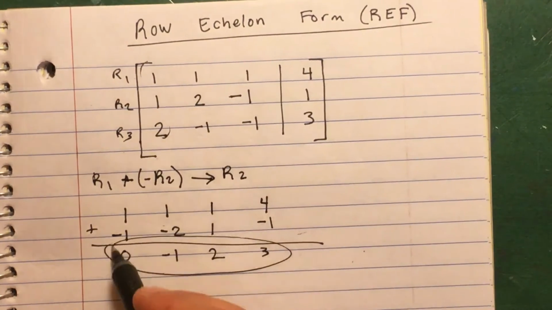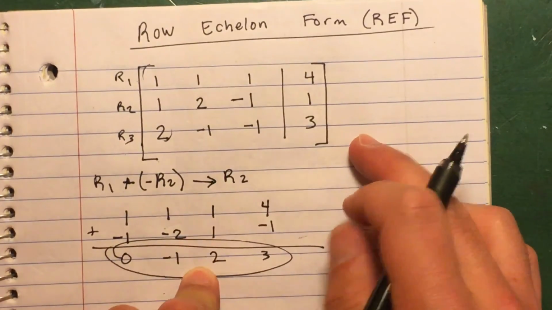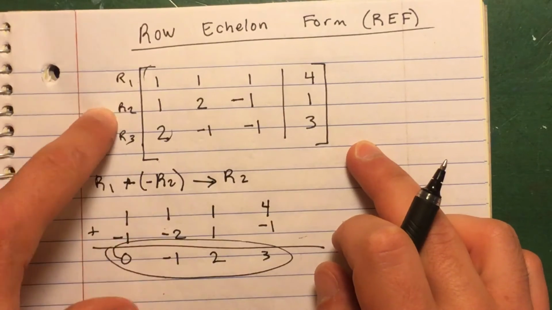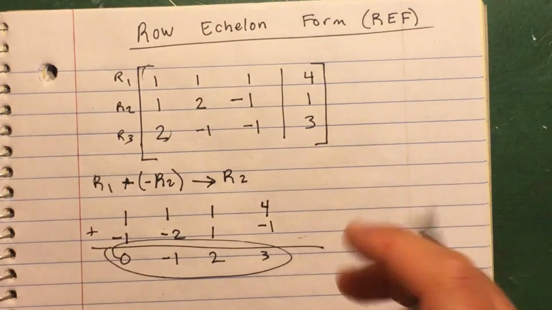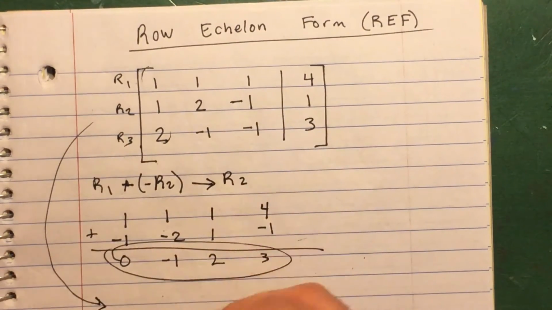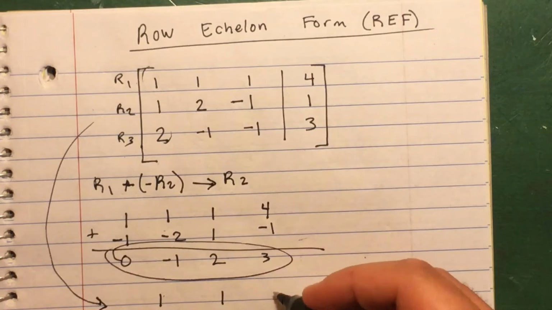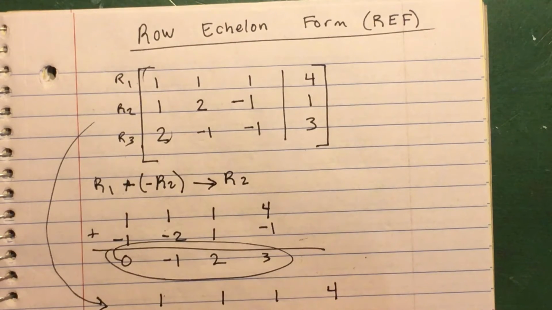And this, what I got from the addition of those two, I could place it in either row 1 or row 2, but the most strategic choice would be placing it in row 2. So I'm going to go ahead and rewrite this matrix with the replacement. So I have 1, 1, 1, and 4. And then I have 0, negative 1, 2, and 3.